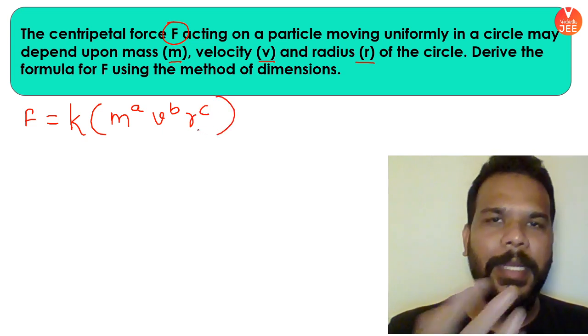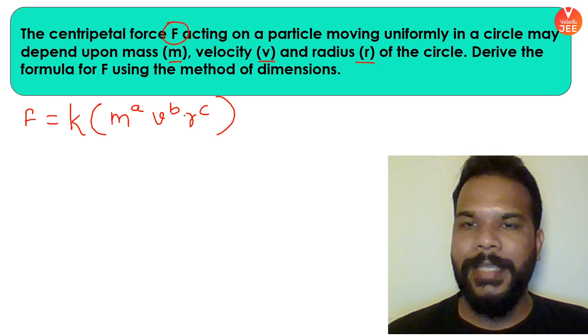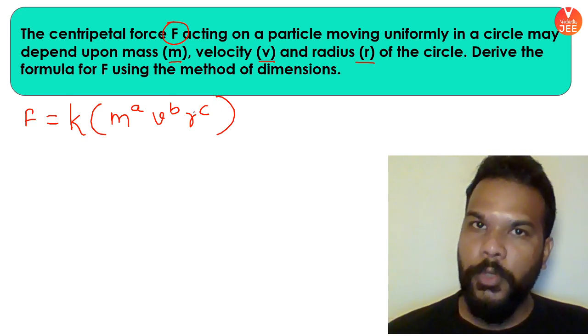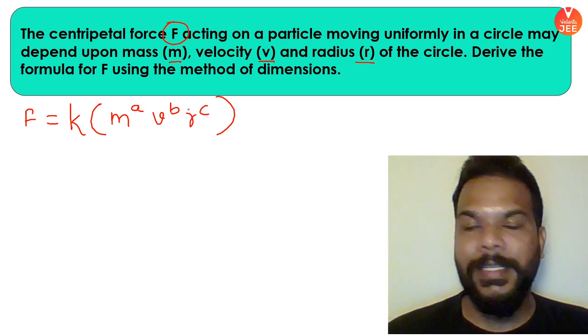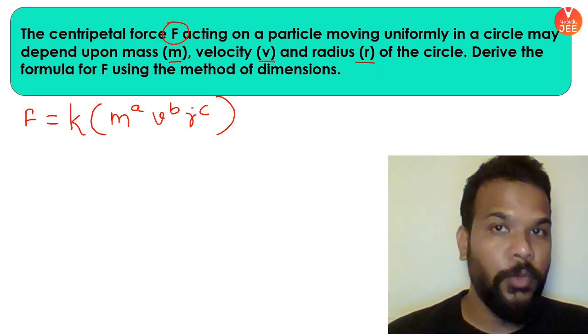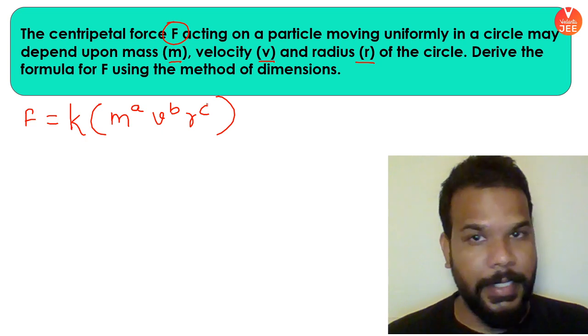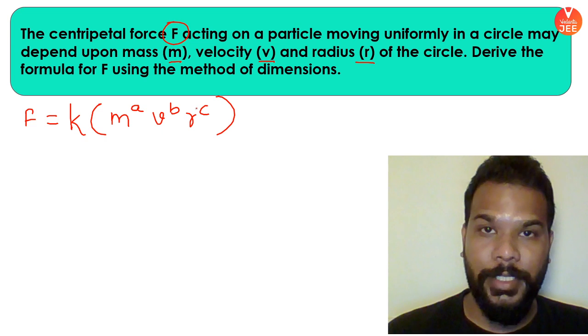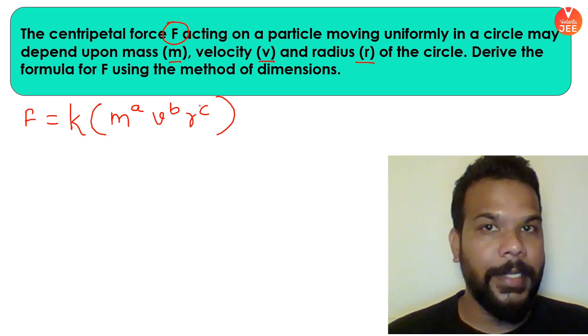Yes, you can choose any unknowns as the powers of M, V, and R. But as I said, you need to know the dimensions of the left hand side and right hand side. Then only you will be able to find the values of a, b, and c here. Okay, as we know, K is going to be a dimensionless constant. That means it will not be involved while writing the dimensions.